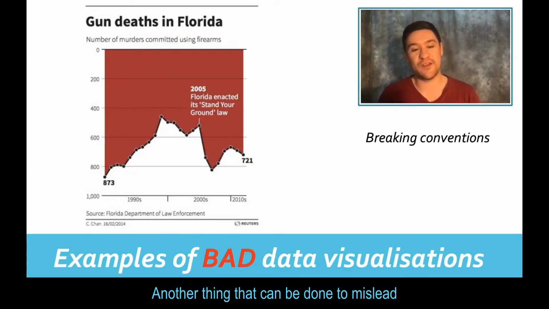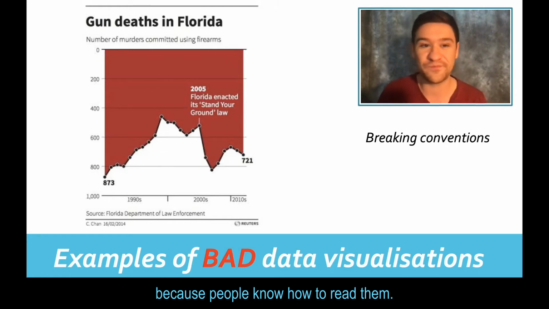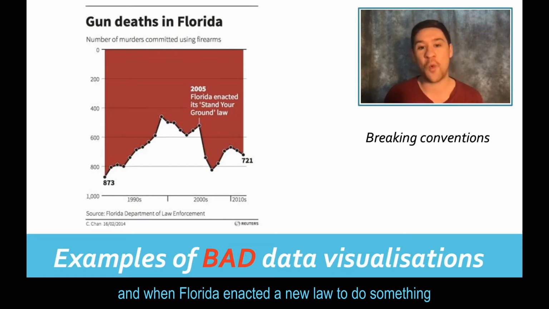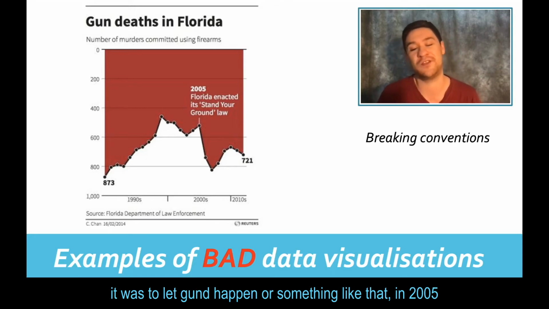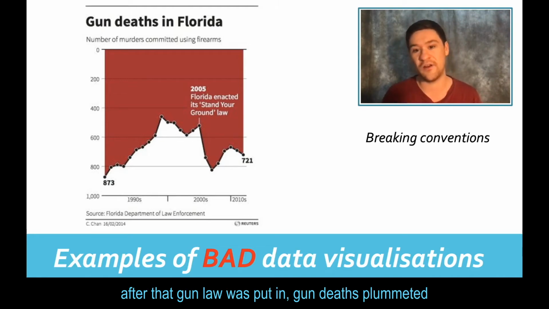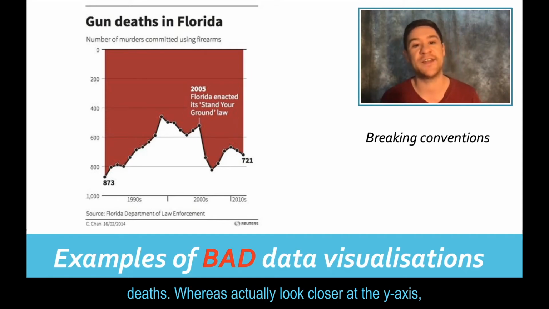Another thing that can be done to mislead the public, and this is a really terrible thing as well, is breaking conventions. Conventions are there for a reason, because people know how to read them. Okay, so if we look at this graph, this was a graph used to show numbers of gun deaths in Florida, and when Florida enacted a new law to do something, it was to let guns happen or something like that in 2005. And this data is trying to show that in 2005, after that gun law was put in, gun deaths plummeted. So it's like, yeah, when we let people have guns, there's less gun deaths.